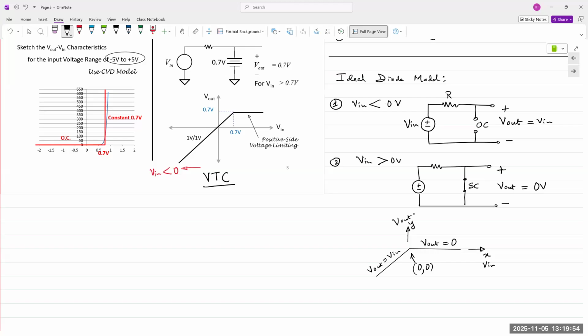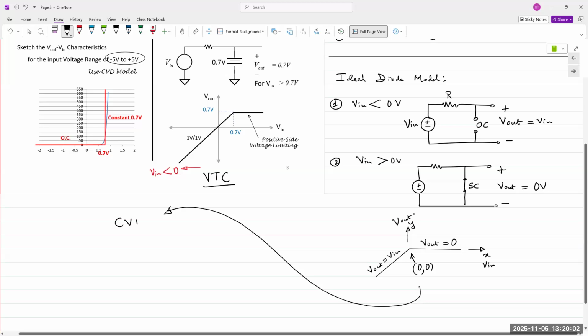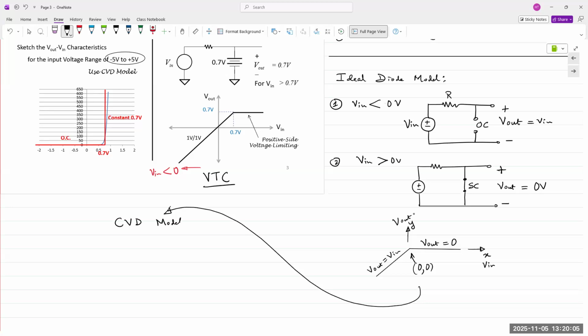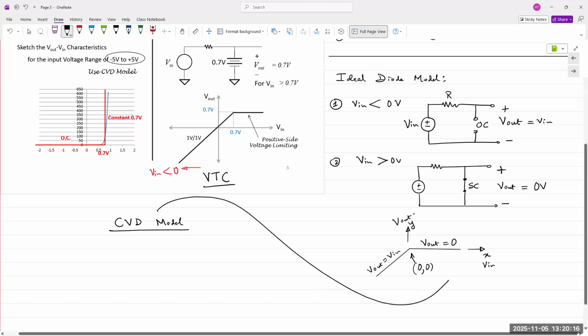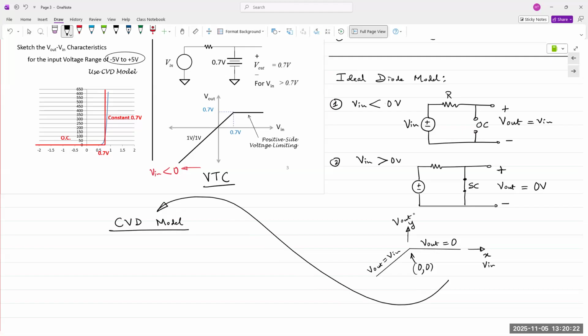All right. So now we have the ideal diode model. Let's talk about the CVD model. What do we think would be the difference in the CVD model? Remember what I said, that both models are exactly the same, except we must account for the diode voltage drop, just 0.7 volts. So instead of 0 volts, the diode requires 0.7 volts.